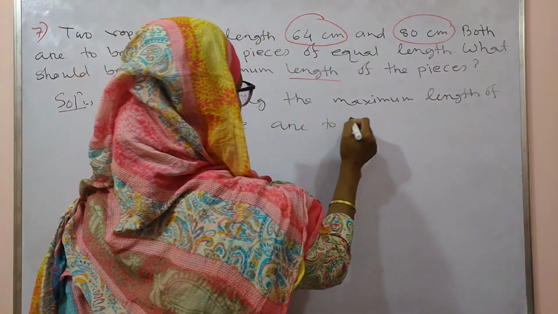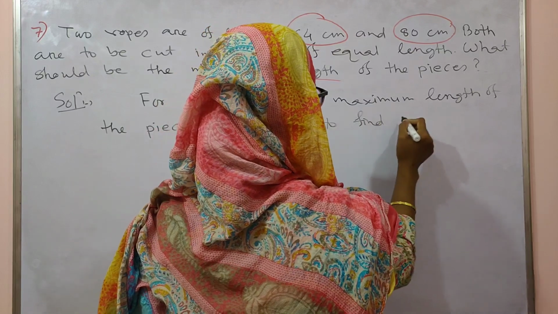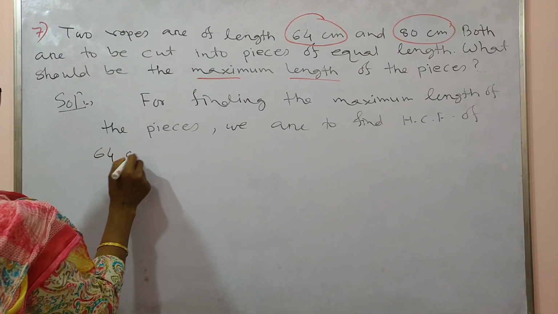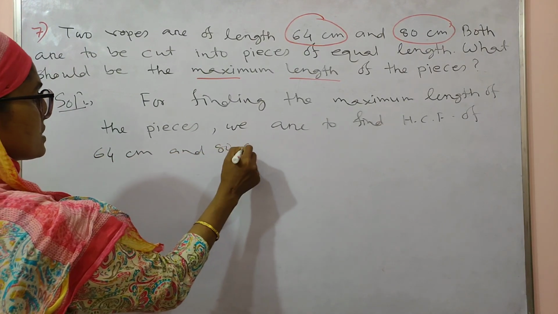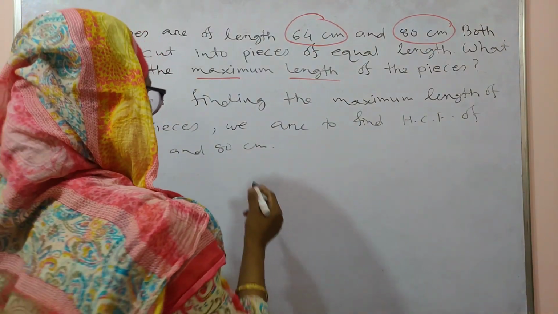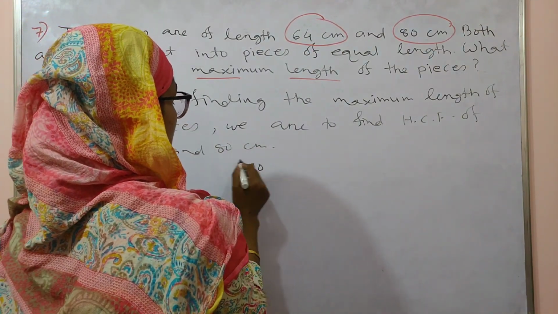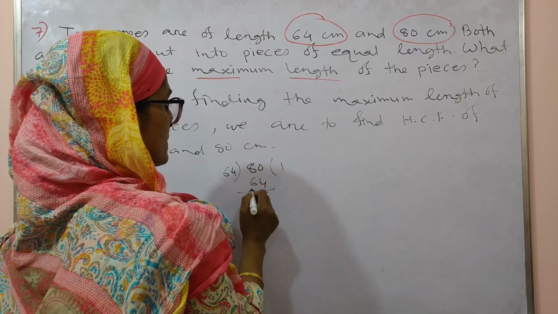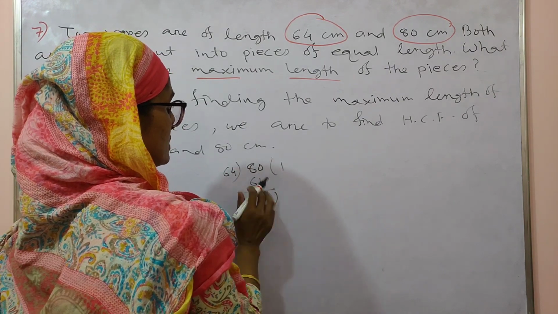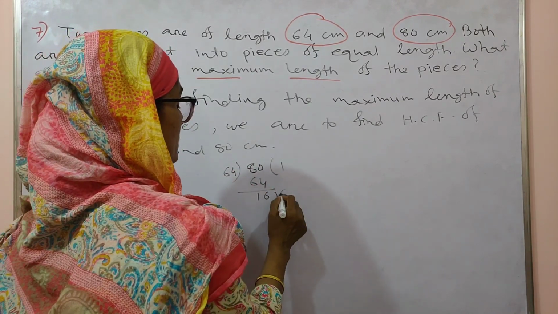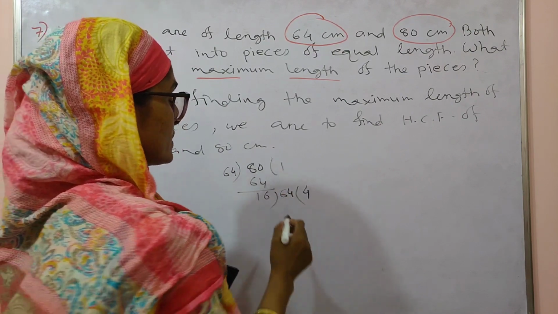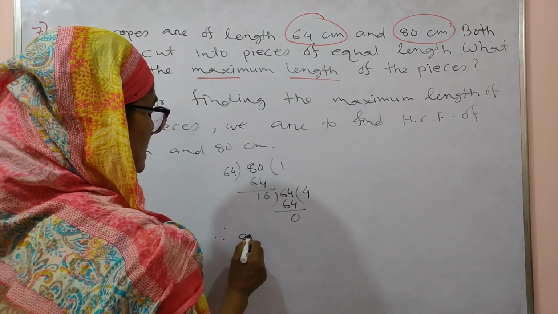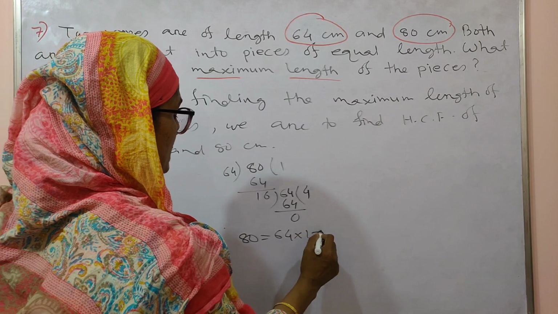We are to find the HCF of 64 centimeters and 80 centimeters. Now using Euclid's division lemma, divide 80 by 64. How many times? 1 time. 64, subtract: 10 minus 4, 6, 7 minus 6, 1. Again this one is the remainder. Divide 64 by 16, 4 times. 64, you will get 0.